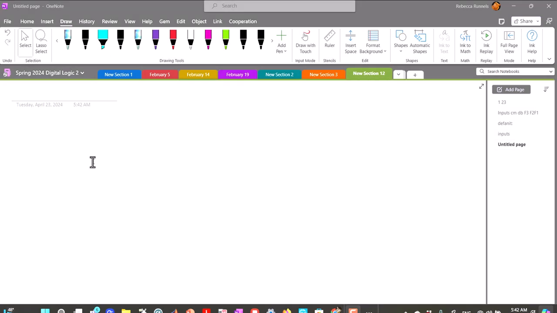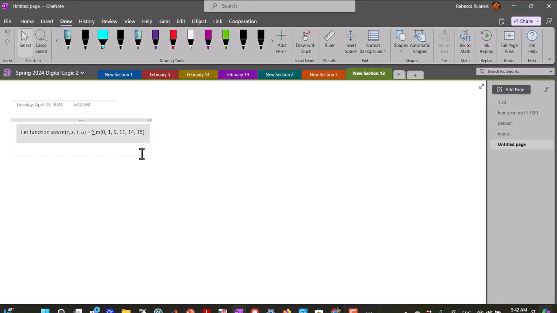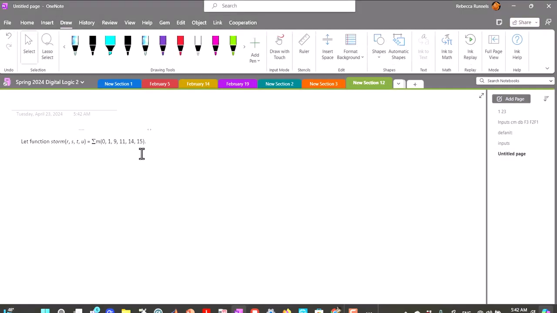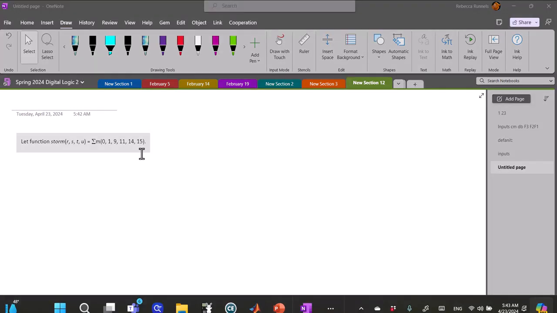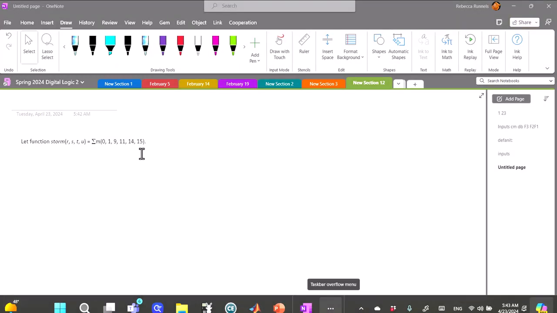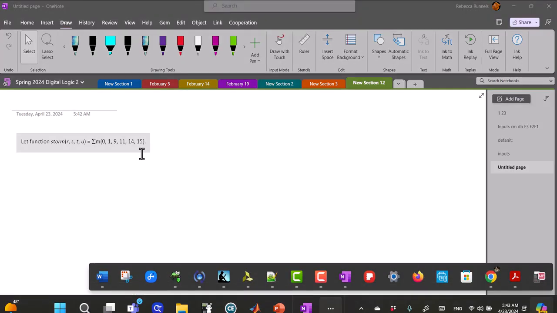Alright, let's take a look at what you are supposed to do for Lab 3. So you have this function, and you are supposed to implement it 3 different ways: once with just any gates you want, once with a decoder, and once with a multiplexer. Let me make sure that is correct.